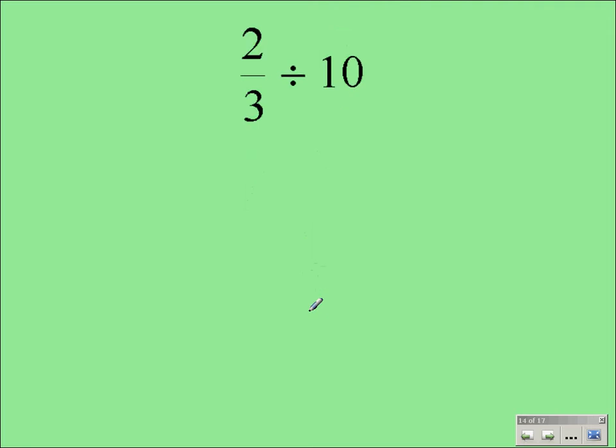2/3 divided by 10. Again, we're just going to write down the first fraction the way we see it, and change the division sign to a multiplication sign. We're going to take the reciprocal of the second fraction, and it doesn't look like a fraction right now, but we know that every whole number is over 1. So if we take the reciprocal now, this becomes 1/10.